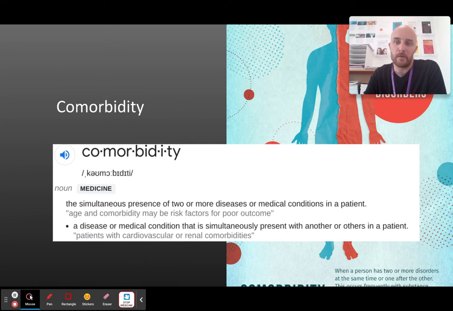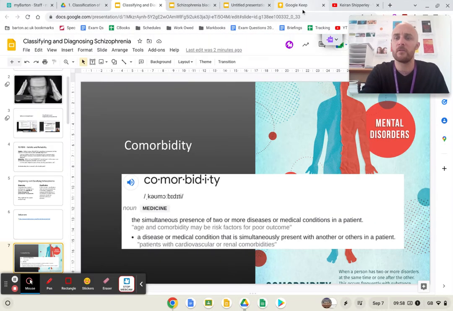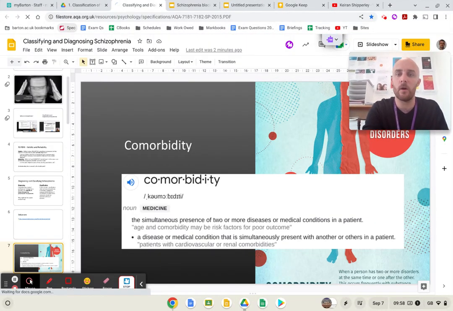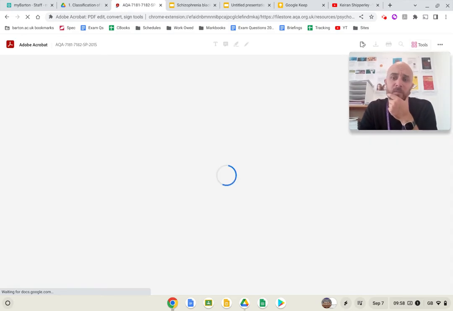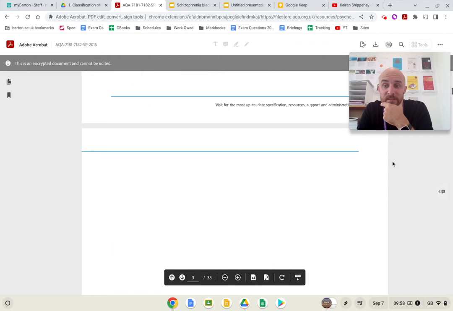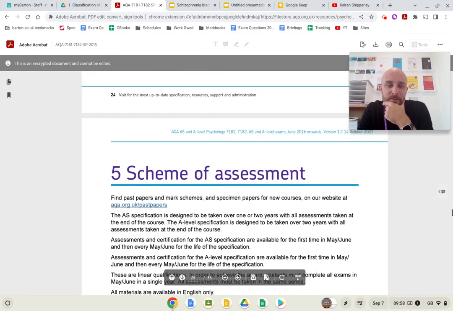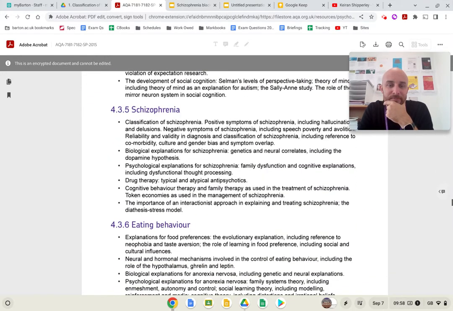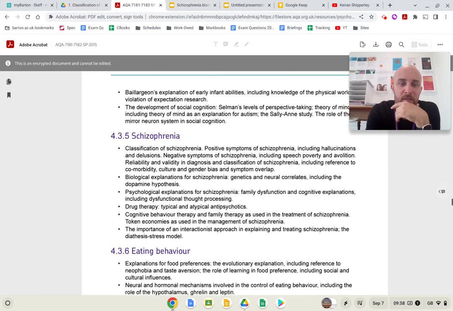But let's start with the first thing. At its core, there are four main things you need to know here. Not just the validity and the reliability of the diagnosis and the classification, but you need to know comorbidity. I might as well just show you the spec. Look how thick this bullet point is just here.